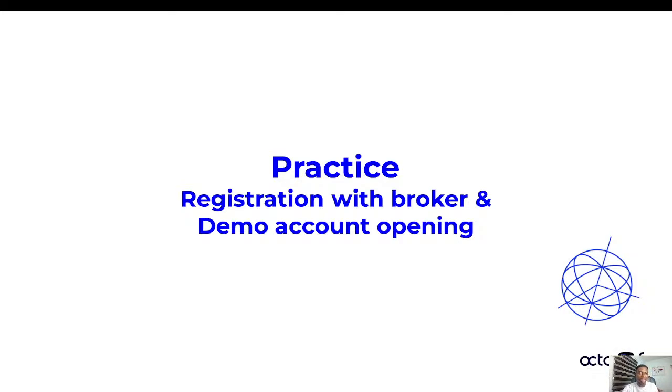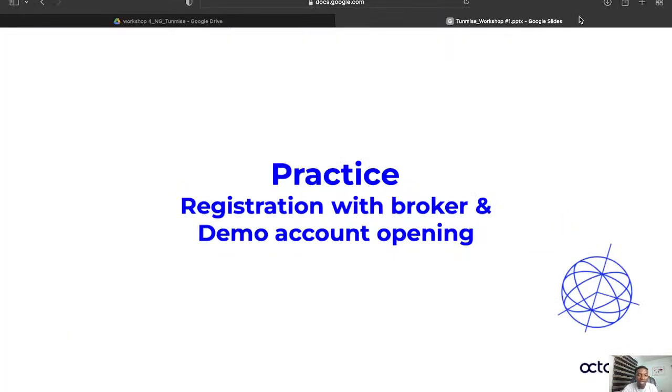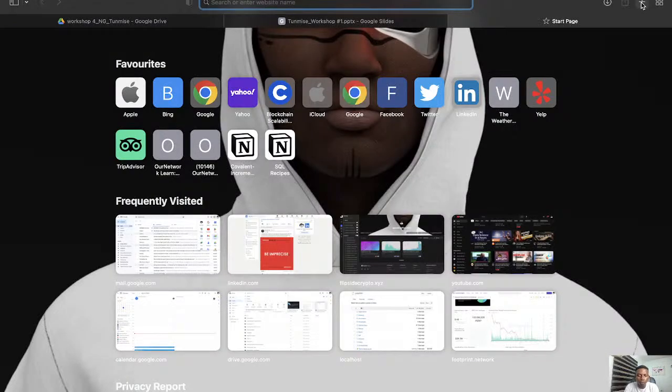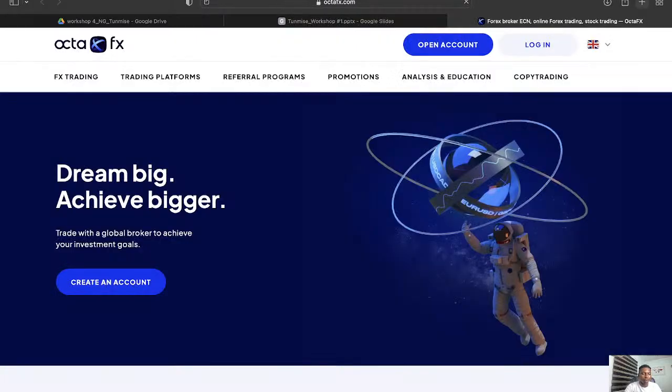practice in registration with a broker, as well as opening a demo account. So as a newbie, here's what we're going to do. You go to your system, you put in OctaFX.com, you load it. It's loading. Now you are here. Now what do you do?